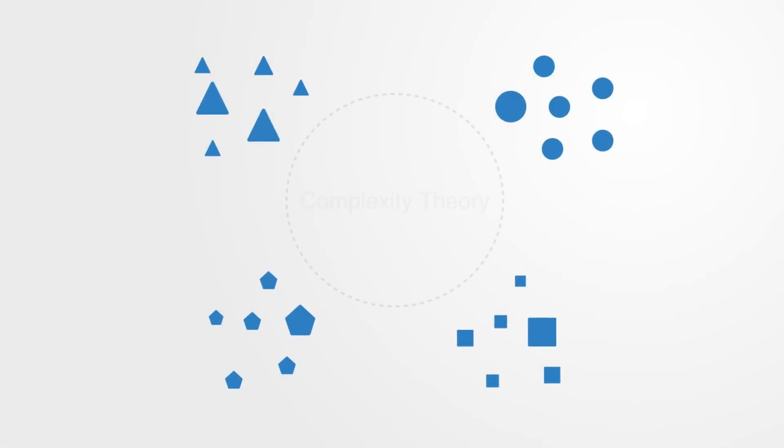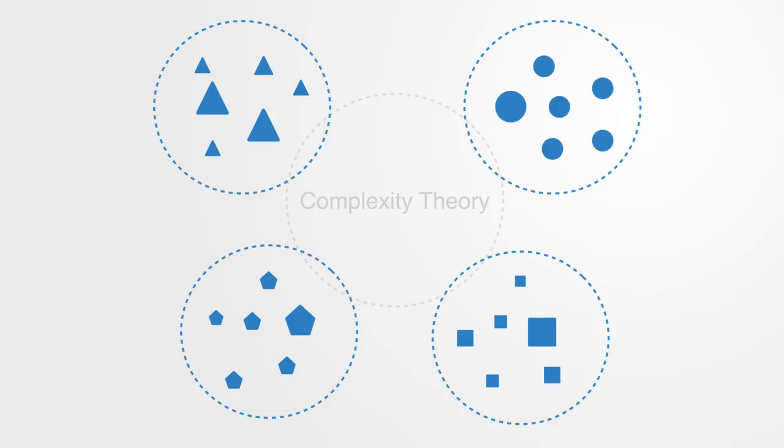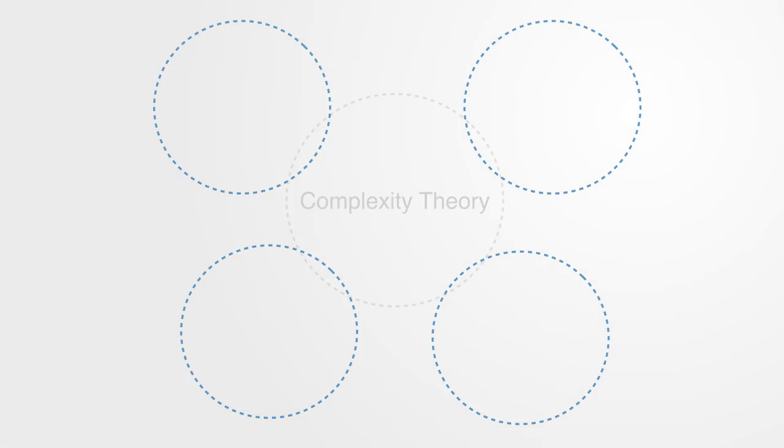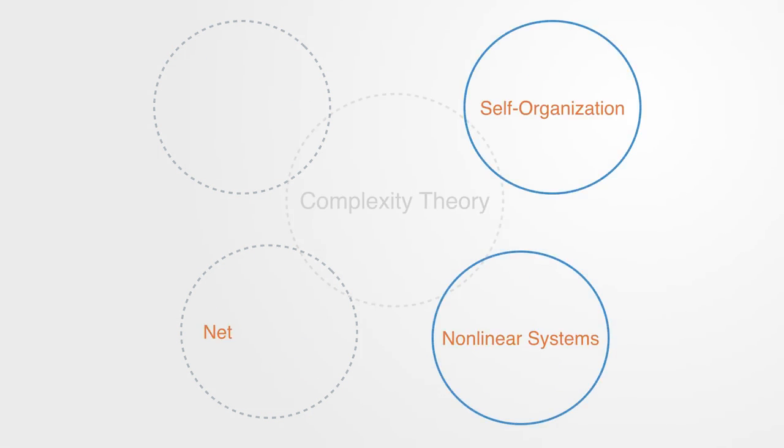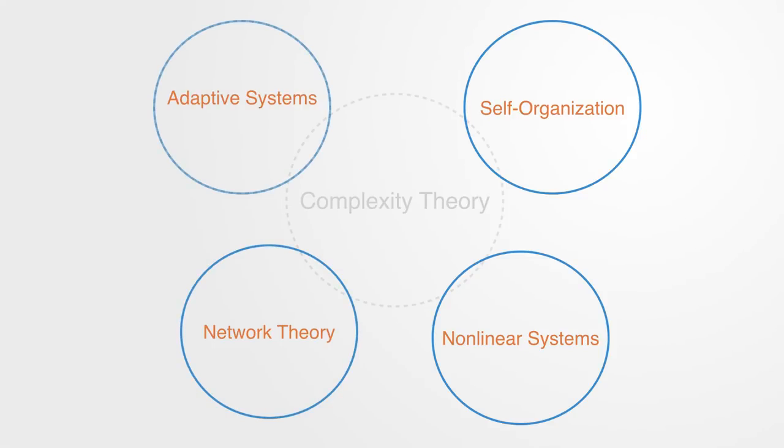Thus, we will present it as a composite of four main areas that encompass the different major perspectives on complex systems and how to best interpret them, including self-organization theory, nonlinear systems, network theory, and adaptive systems theory.